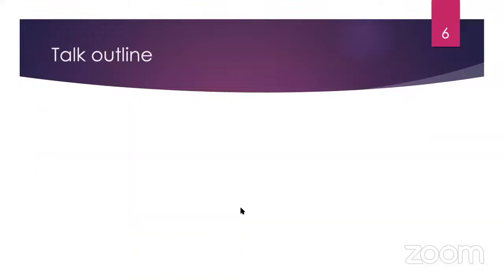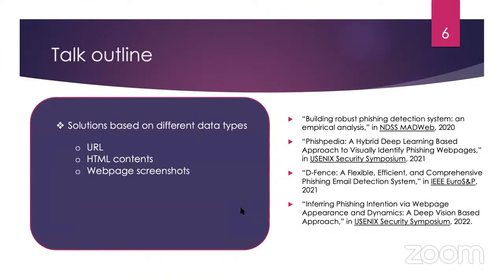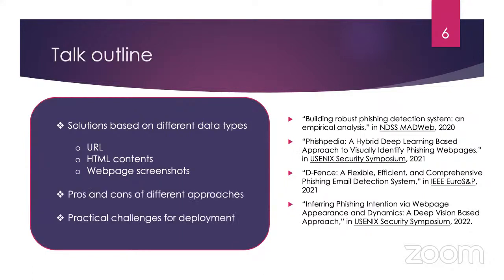So with that, this is the talk outline. I'll discuss and describe some of the phishing models that are based on different kinds of data sources, you can say. And these are based on the last 3 to 4 years of research I've done with different researchers. And these have resulted in those 4 papers you see on the right. And a couple of them are in last year's and this year's phishing security. I'll also discuss pros and cons of different approaches and the challenges when it comes to deployment.